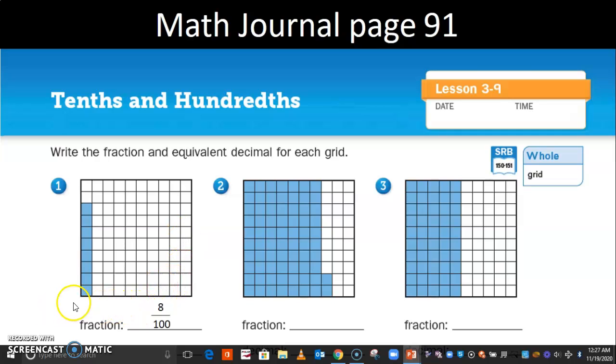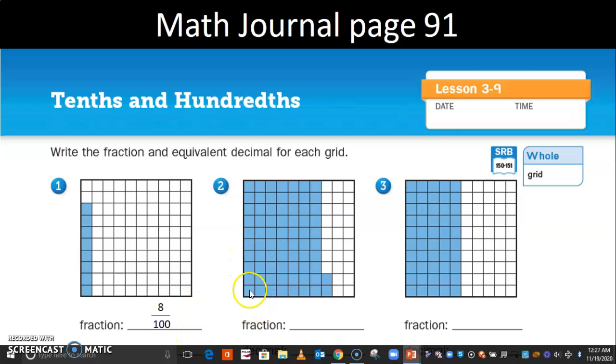So I would write that as 8/100ths. And now for my decimal, I don't think you're going to be able to see it. No, for my decimal, we would have had that written down as a 0 for the wholes place, a 0 for the 10th place because I'm not using any longs, and then an 8 in the hundredths place.